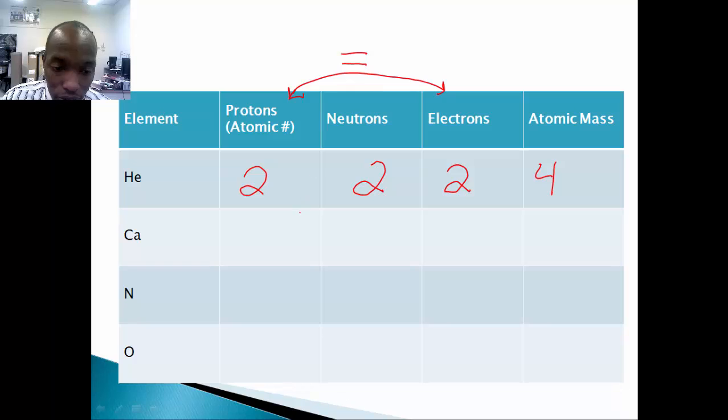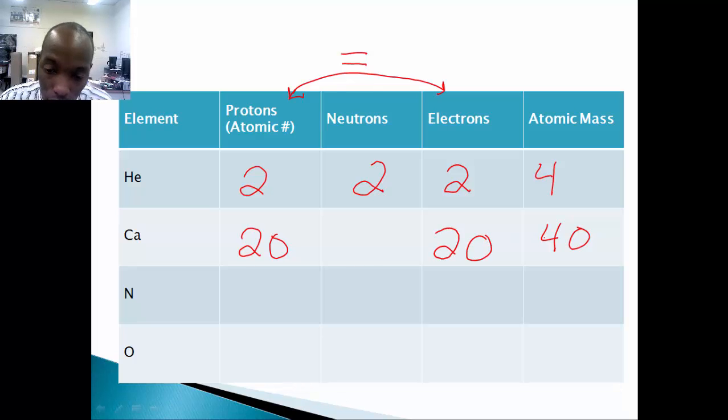Alright, let's look at calcium. Calcium has an atomic number of 20, so we write 20 here. It has an atomic mass of 40.08, which rounds to 40. And we said that protons equal electrons, so that is 20. Then we take 40 minus 20, and that gives our neutrons, which is 20 as well. See how that works out?